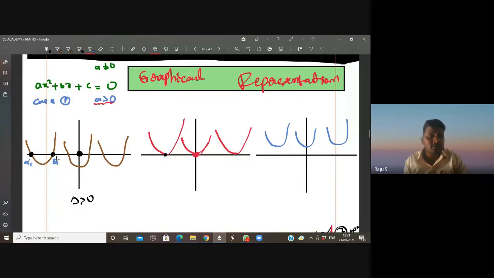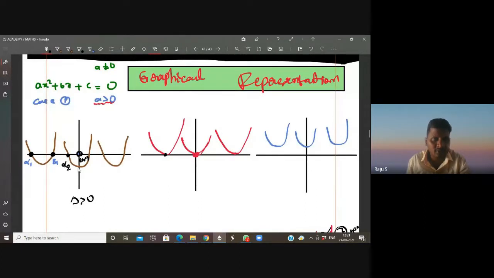Positive or negative? The origin will be here. Left side of the origin, what about the roots? Negative roots here. This is the origin, and on the left side of the origin the x values are negative. So alpha 1 and beta 1 are negative.